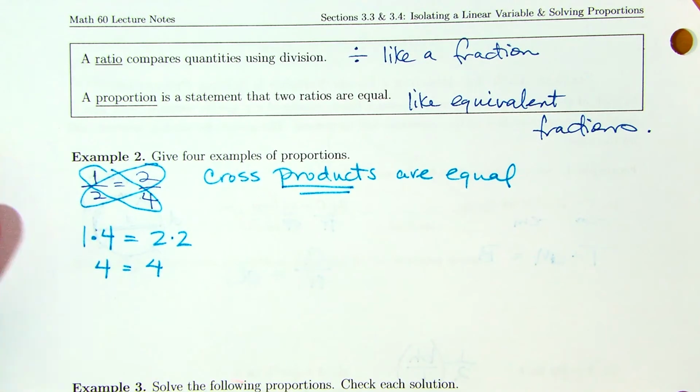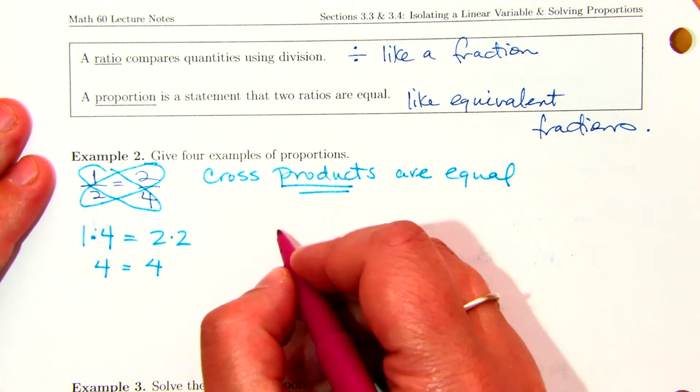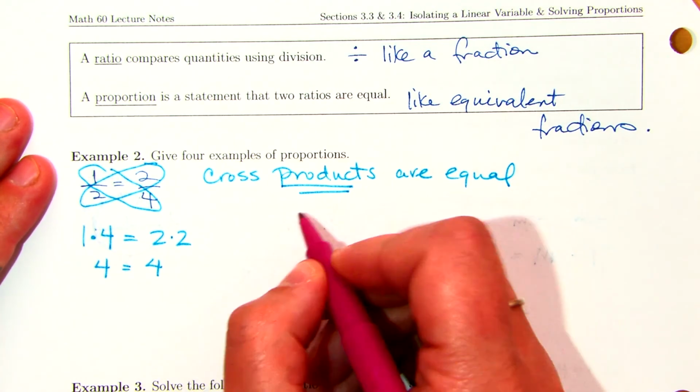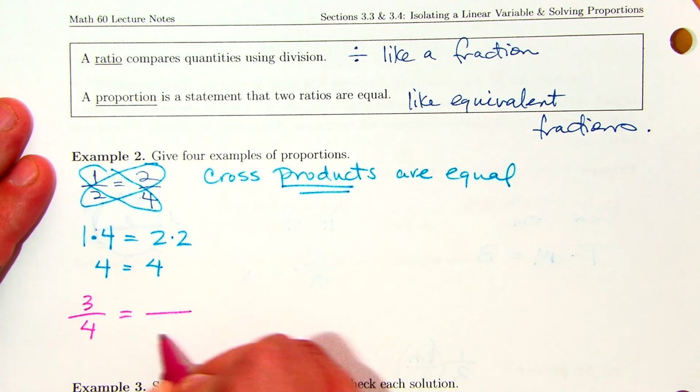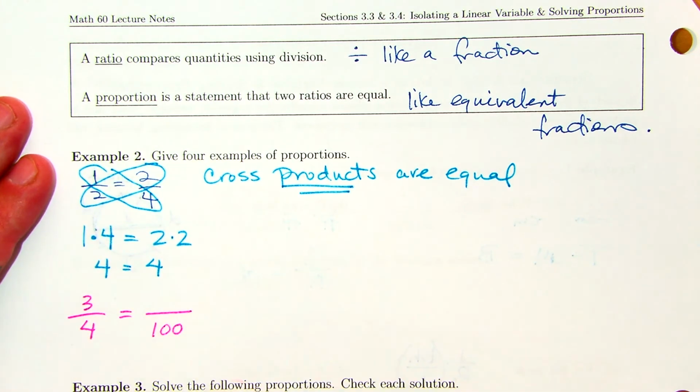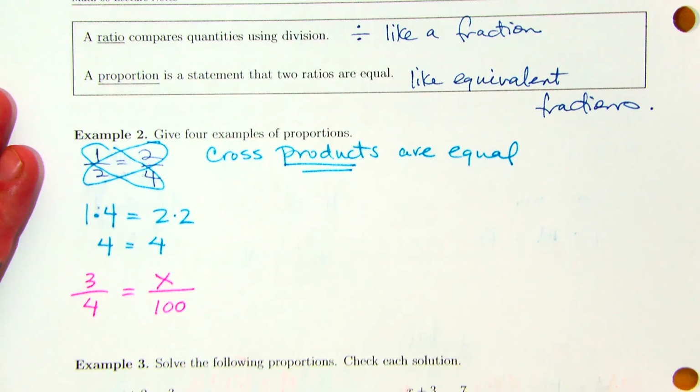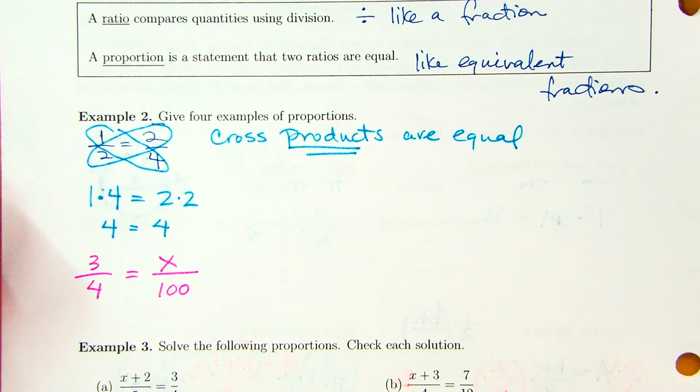So that will be true of any proportions. Anytime you say that two ratios are equivalent, their cross products have to be equal. And the reason why that's useful is because let's say I knew that 3/4 was going to be equivalent to something over 100, and I don't know what that something is. Well, there's a couple of different ways that we could find out what that missing number is.